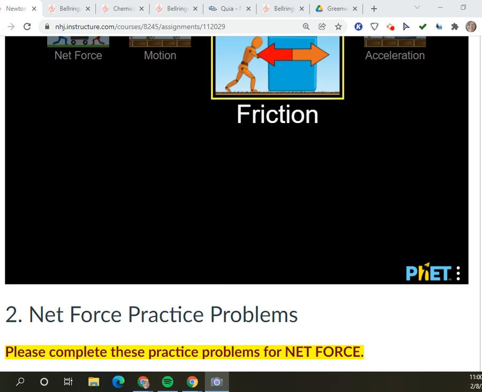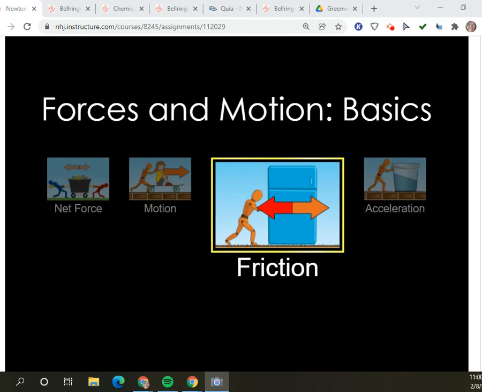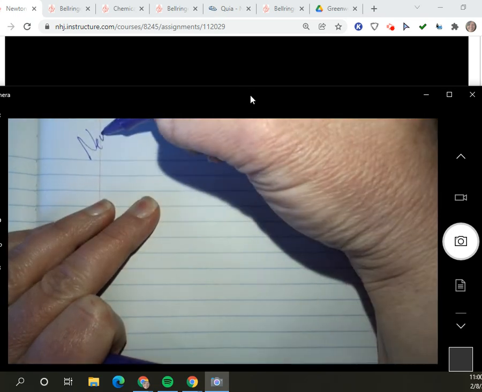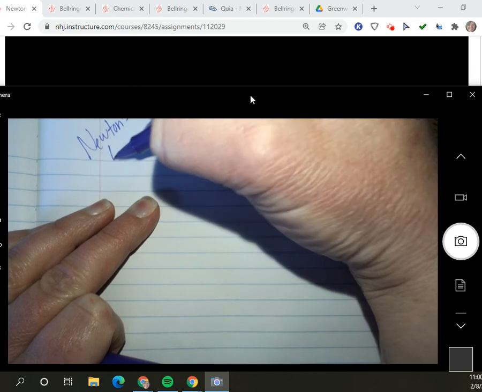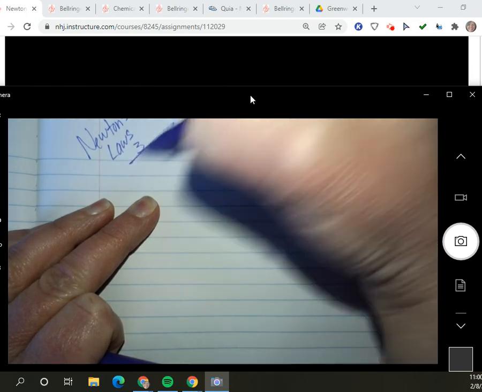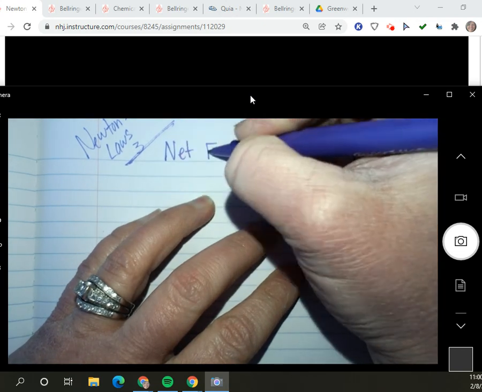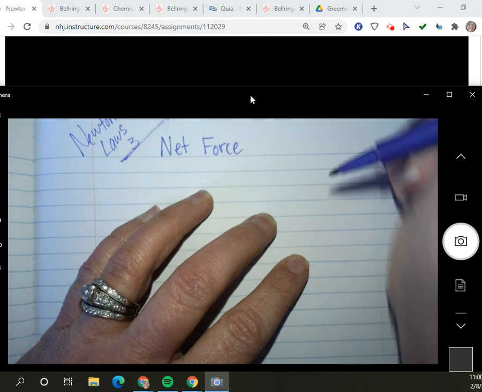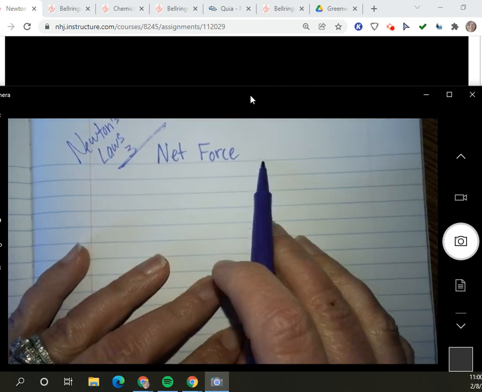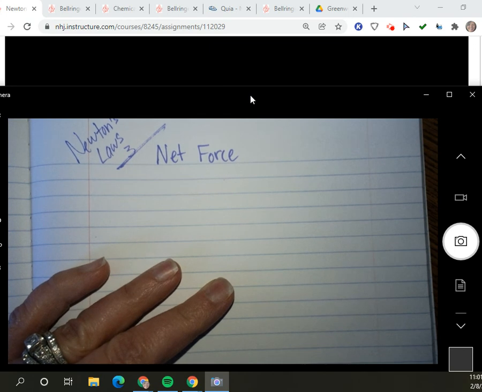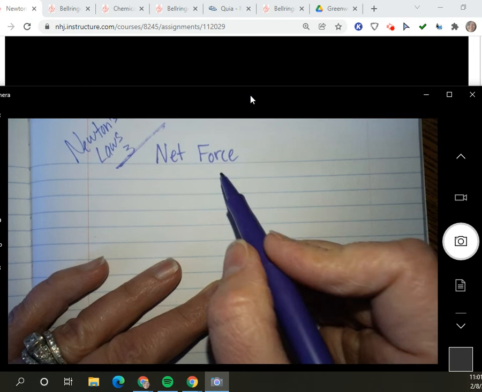So let's open up our notebook and let's title it for today and get it ready for today's lesson. Today's lesson is Newton's Law 3, and we are going to be looking at net force. So we've already defined force. Force is a push or a pull. It can cause motion or it can stop motion.